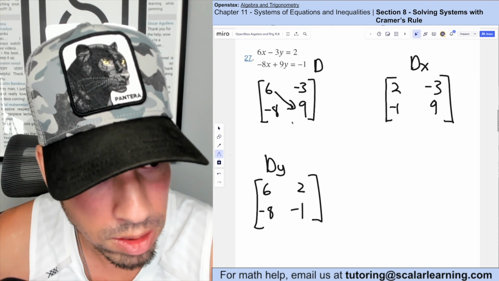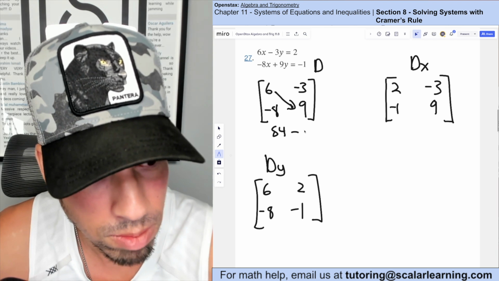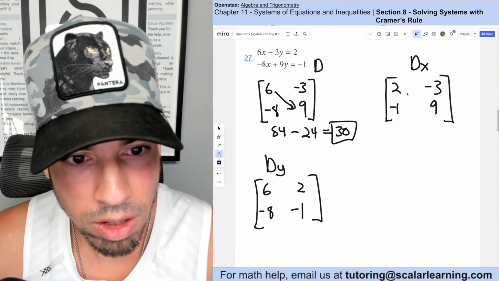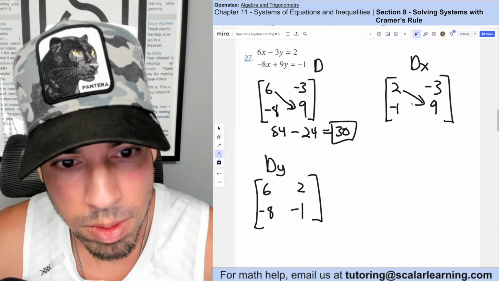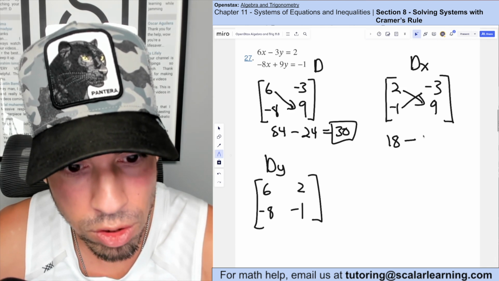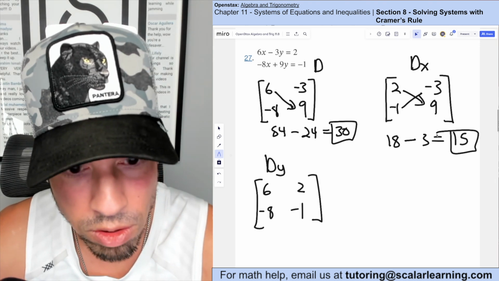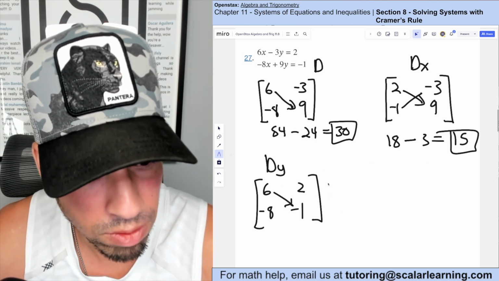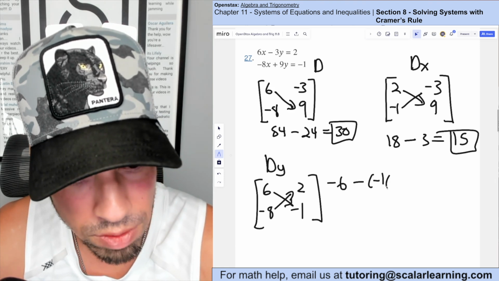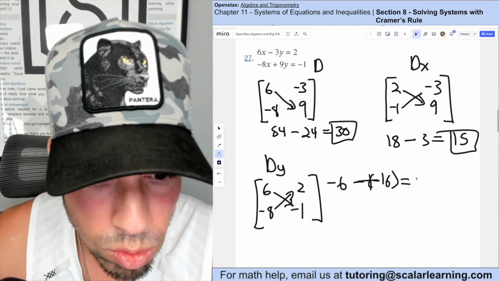Now we're going to calculate the determinants for all of these. So again, we multiply 6 times 9, which is 54, minus negative 8 times negative 3, which is 24. That gives us 30. Then we're going to calculate this determinant. We got, boom, 2 times 9, which is 18, minus negative 1 times negative 3, which is 3. And that gives us 15. And then we got this one down here. We got 6 times negative 1, which is negative 6, minus negative 8 times 2, which is negative 16. That becomes a plus. Negative 6 plus 16 equals 10.